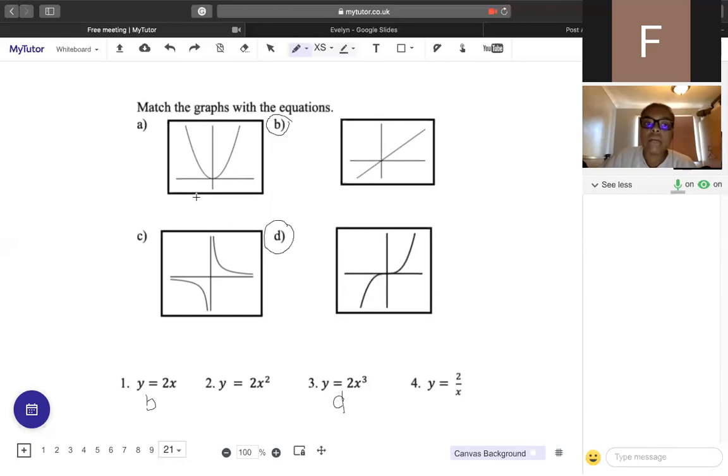Now, between the last two, we know that C is a reciprocal graph. A reciprocal equation is when you have an x on the denominator of a fraction. So you know that equation 4 is C, and then the last one is a quadratic graph. So the last one would match with A, because an equation with an x squared is a quadratic equation.